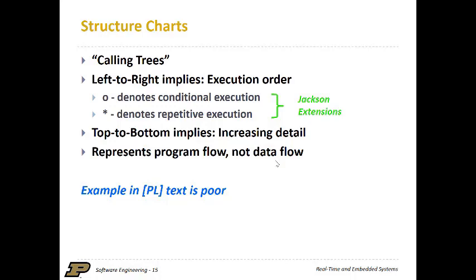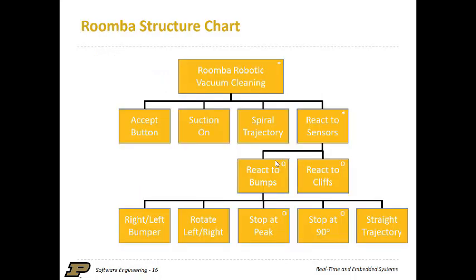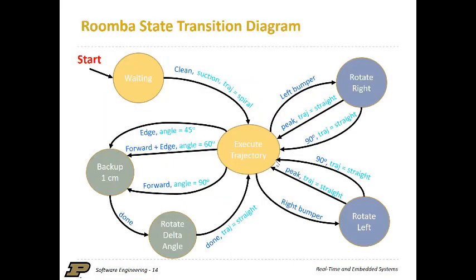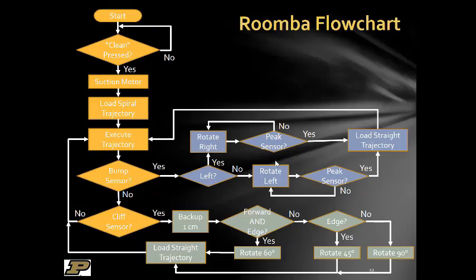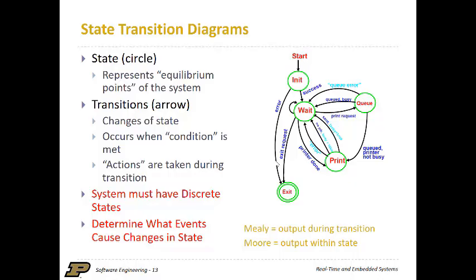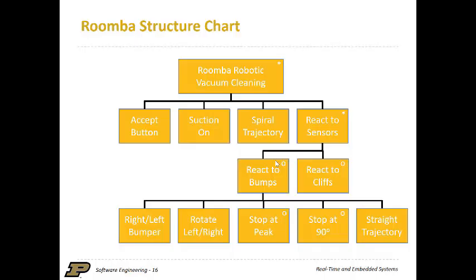But anyway, here's an example of the Roomba structure chart. Again, this is the same as the state transition diagram or the flow chart or the natural language spec, right? These are all complementary explanations of how the Roomba works. But the top level up here, remember, is the least detail. And so it's just Roomba robotic vacuum cleaning. That's the function, and it does it repetitively. It's doing this all the time.